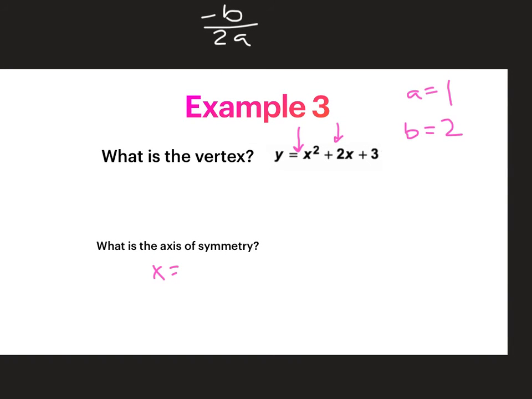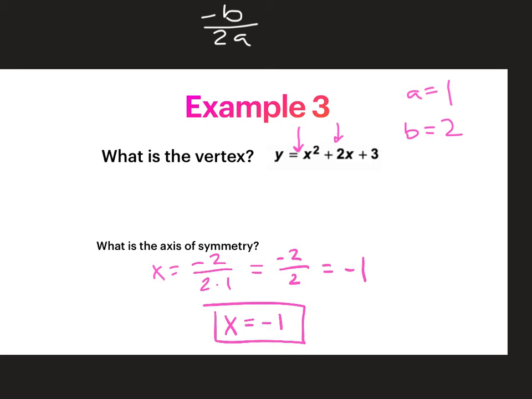Now let's plug that into our formula. So we have negative 2 over 2 times 1. What's 2 times 1? 2. So negative 2 over 2. Can we simplify this? Yeah. What's negative 2 over 2? Negative 1. Awesome. So x is equal to negative 1 is our axis of symmetry. We don't use c. It's just not in our formula to find the axis of symmetry, so we don't need it. We're not going to use it.